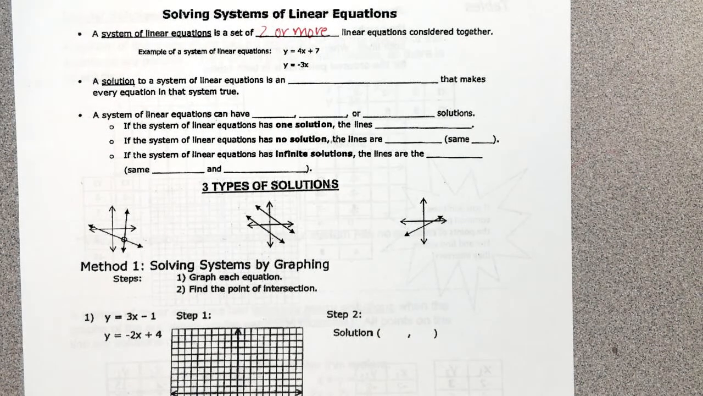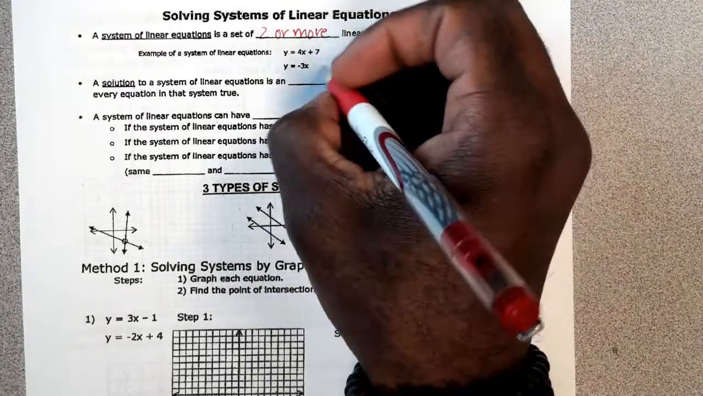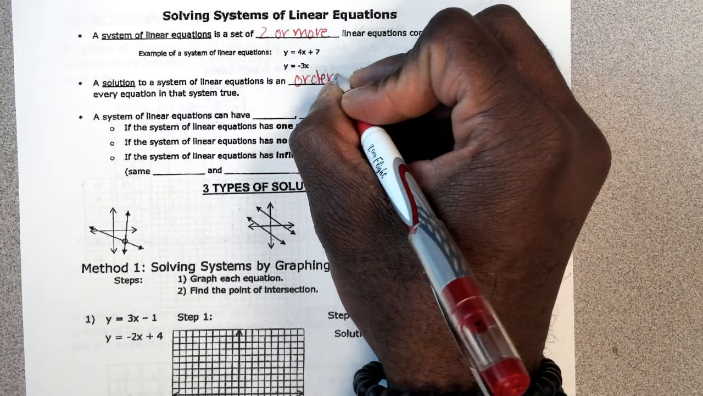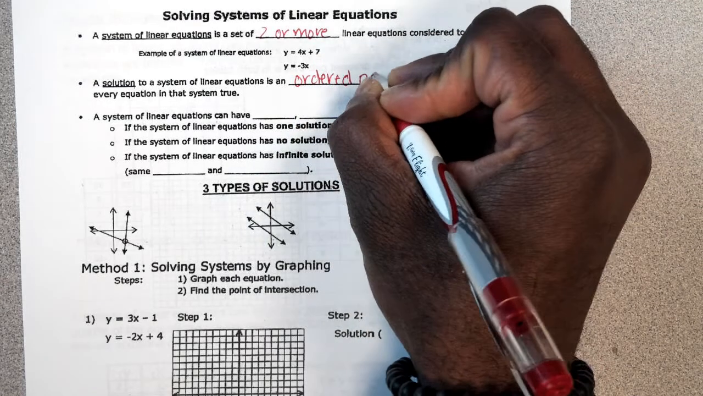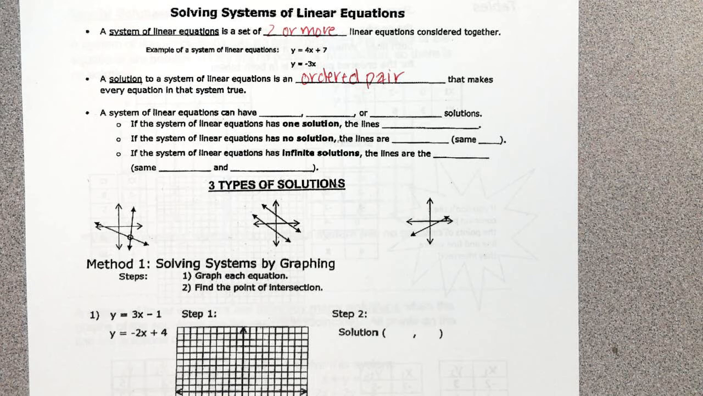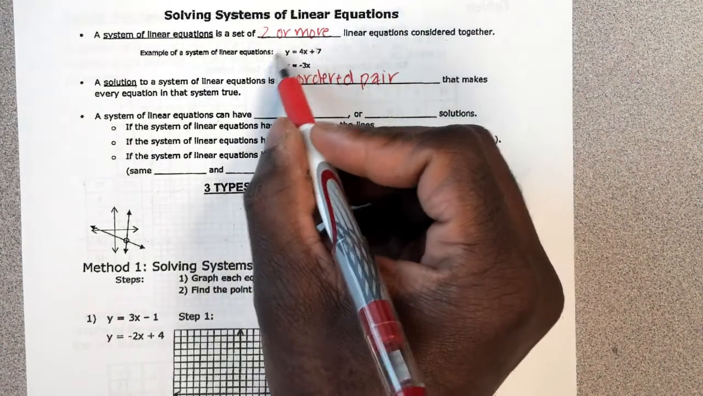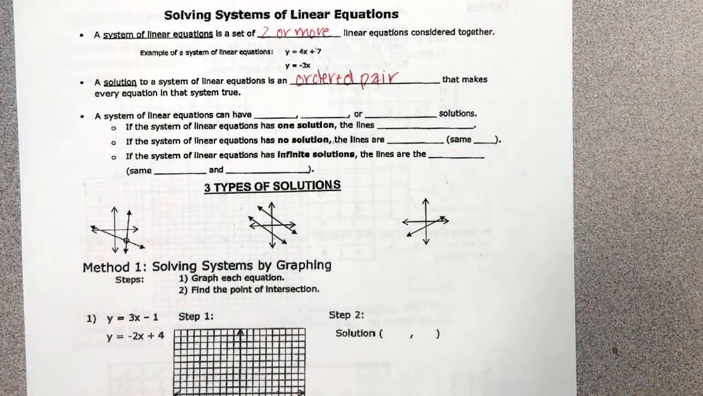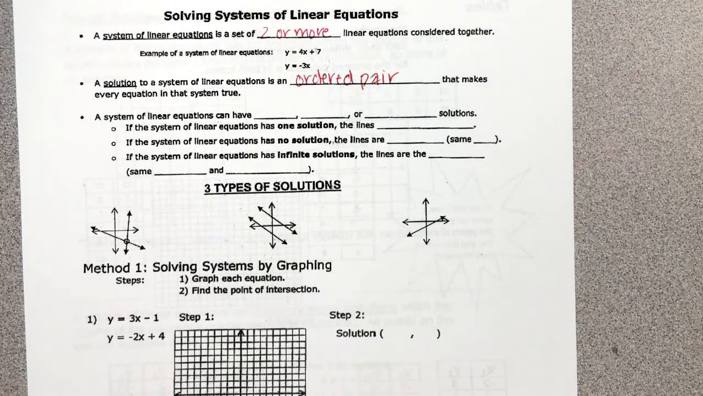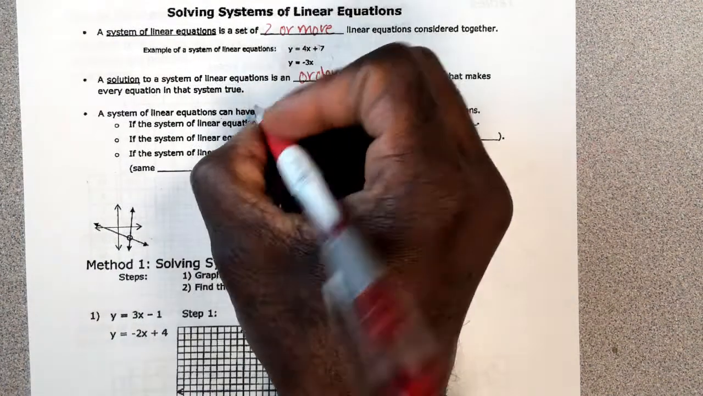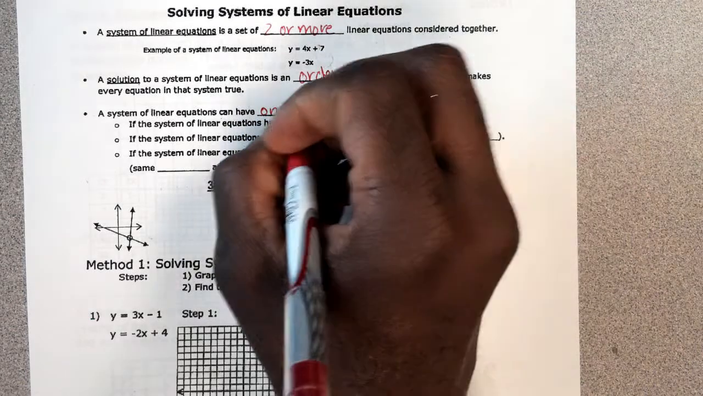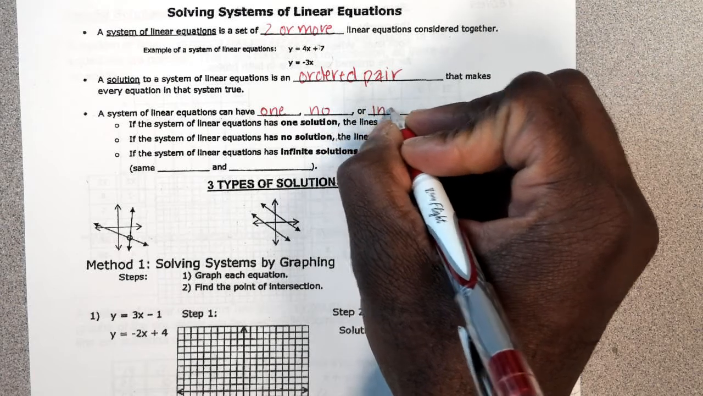Alright, a solution to a system of linear equations is an ordered pair that makes every equation in that system true. So, a solution to this system would be the x and y value that is true for both of those equations. A linear system can have one, no, or infinite solutions.